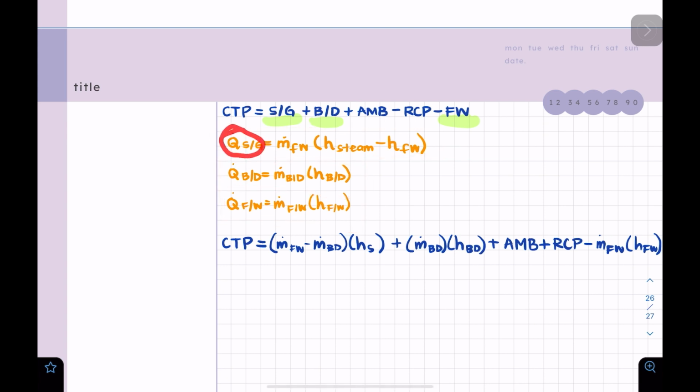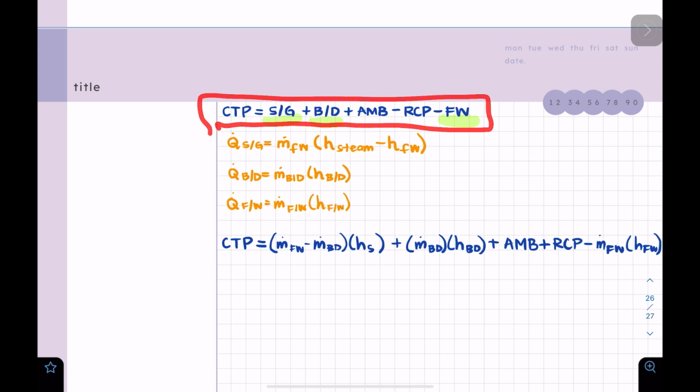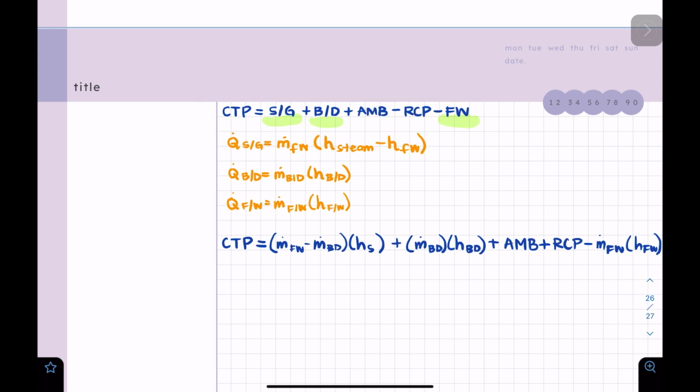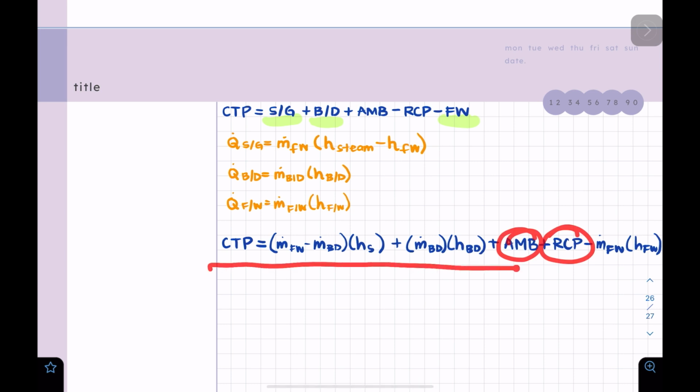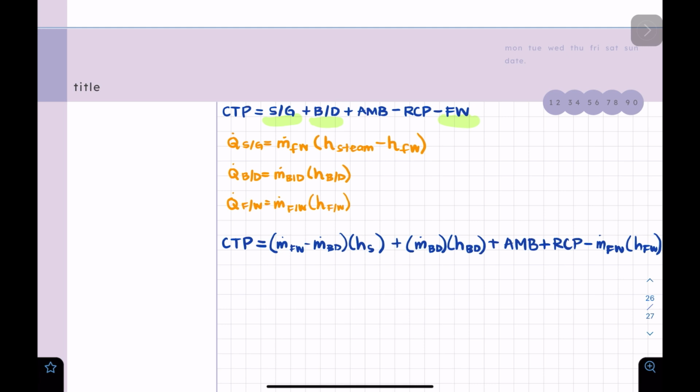To determine the heat rate on the steam generator, I have the mass flow rate from my feed water, and I have my delta H, which is the difference between the steam and the feed water, right? So I just grab this difference here, and those are the ones I'll be able to substitute in here. The ambient and the RCP stay as is. This is easier for me to remember. It helps me remember a little bit better what's happening in here.